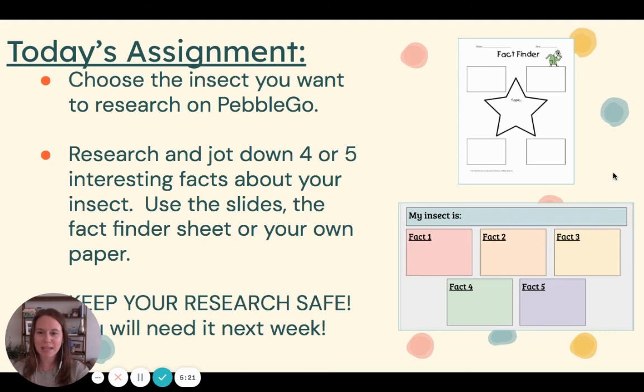For your assignment today, you need to choose the insect you want to research on Pebble Go. Any insect you want, remember, except mosquitoes. That's my topic. Then, research and jot down 4 or 5 interesting facts about your insect. You can use the slide, just like I did, or you can use the Fact Finder worksheet right here. If you use the Fact Finder worksheet, put your insect name in the star and your facts in the boxes. You can also just jot these facts down on your own piece of paper if that's easier.